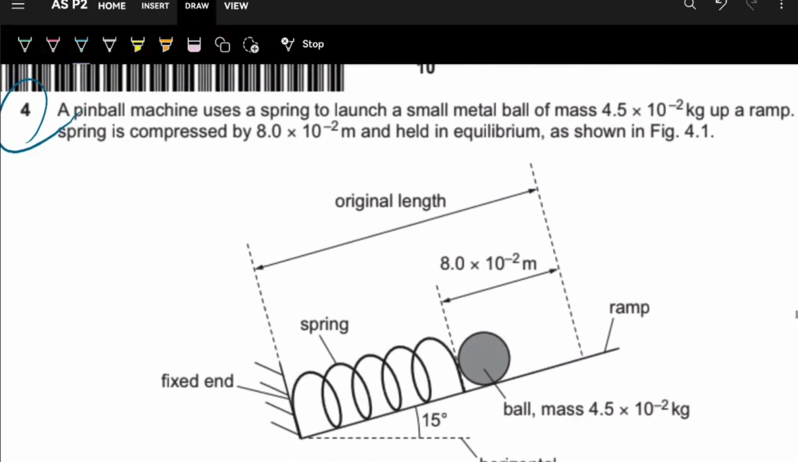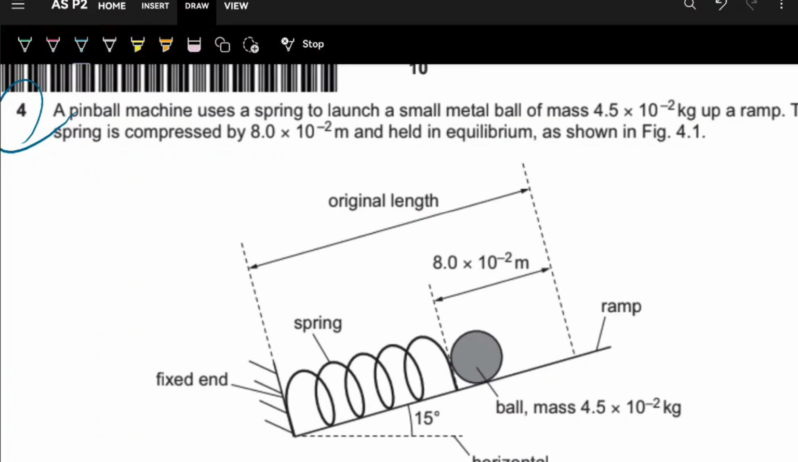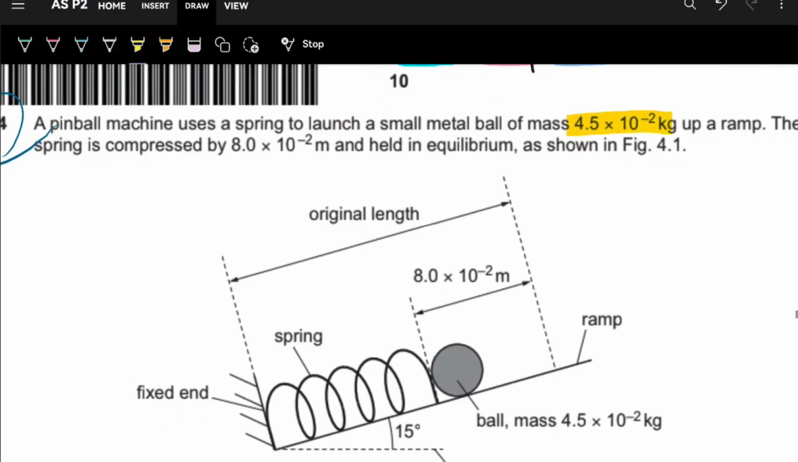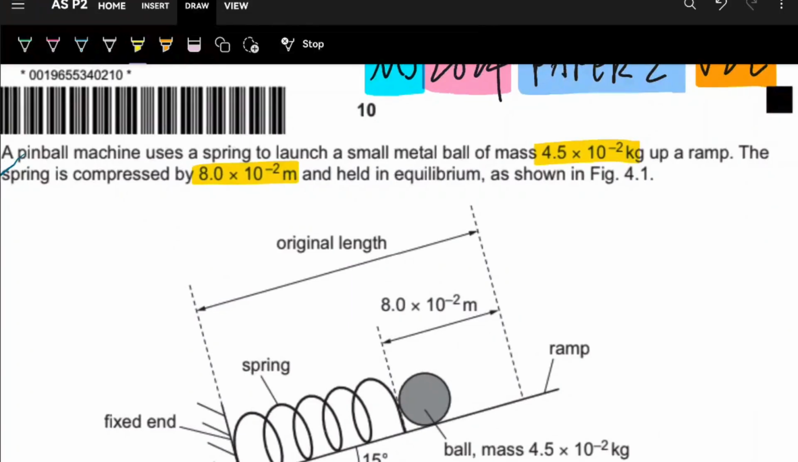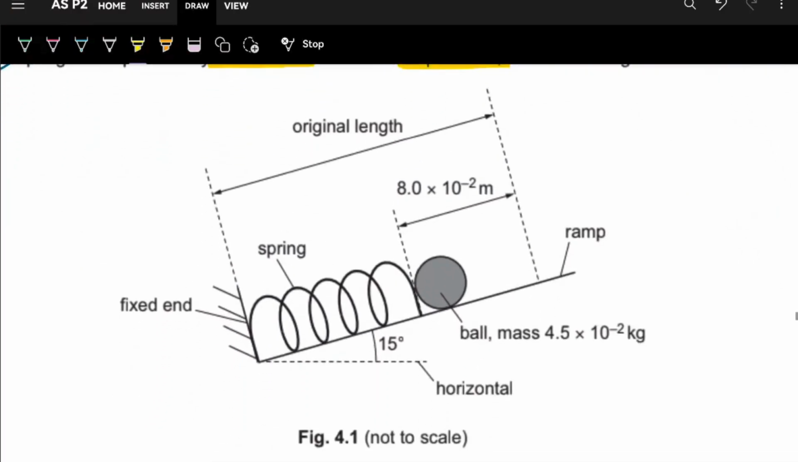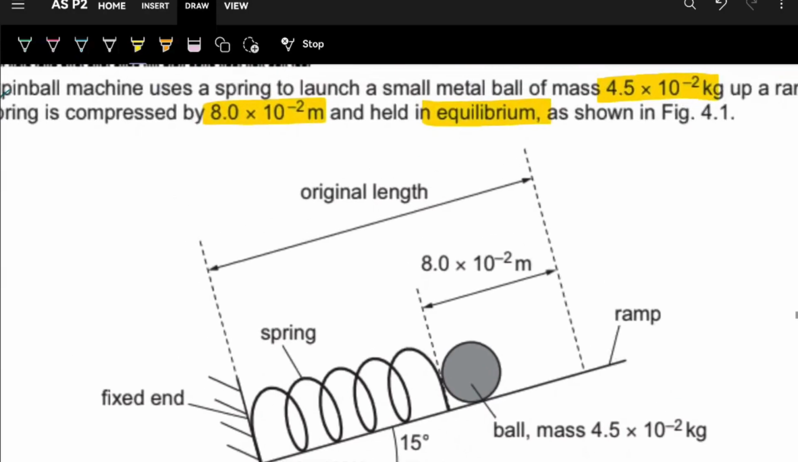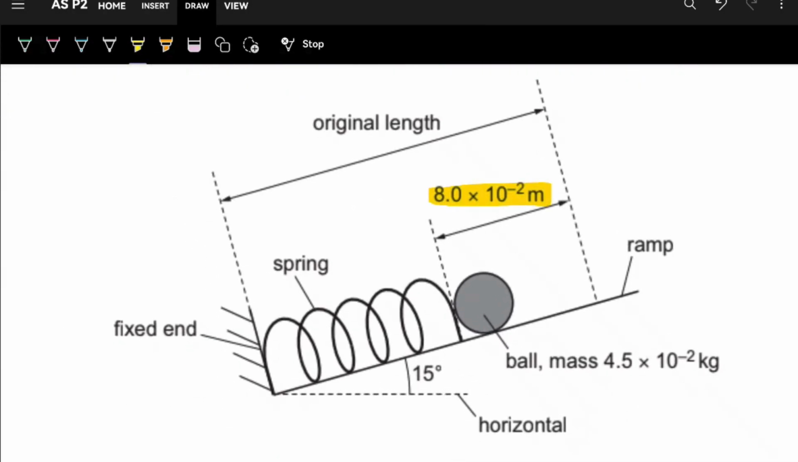A pinball machine uses a spring to launch a small metal ball of mass 4.5 times 10 to the power of negative 2 up a ramp. The spring is compressed by 8 times 10 to the power of negative 2 meter and held in equilibrium as shown in figure 4.1. Okay, so this is the figure. We have our compression length. We have the incline angle, which is 15 degrees. It's actually a bit inclined.